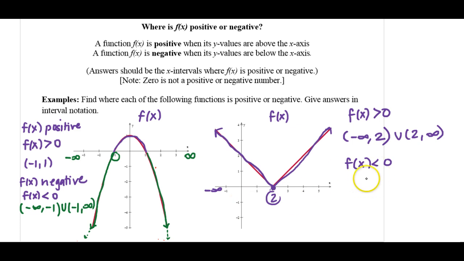So nowhere in interval notation can be written with this, like a 0 with a sideways line through it. So this means the empty set. So this means nowhere. There's nowhere the function is below the x-axis or negative.